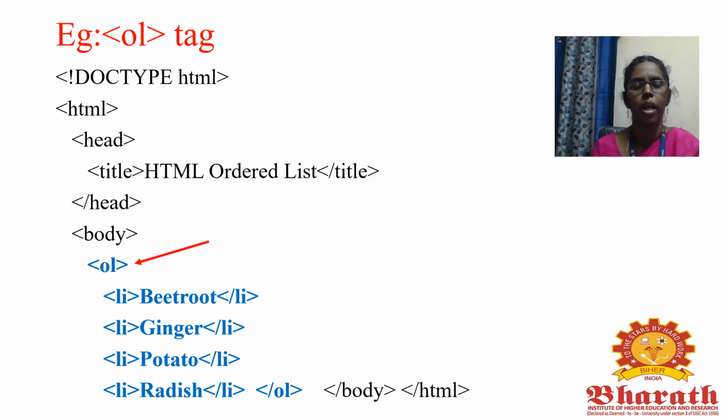So within that we have to mention the list item LI: beetroot, ginger, potato, radish. Here we have not specified any type. Since we have not specified any type, the default value will be taken as a number. So the list items will be displayed as 1 beetroot, 2 ginger, 3 potato and 4 radish.